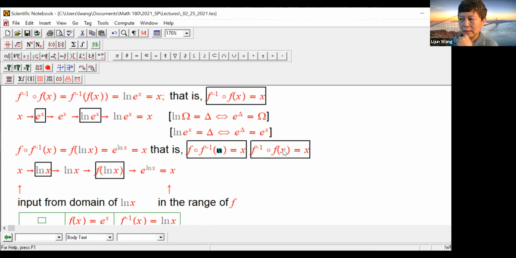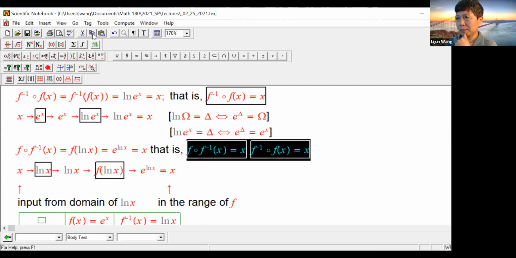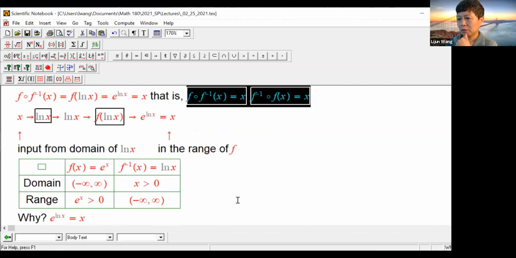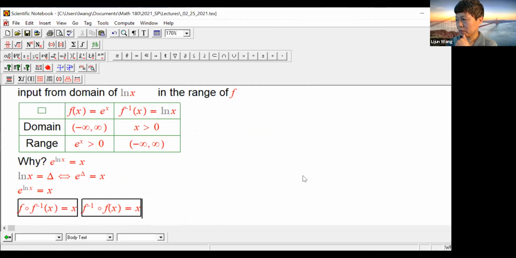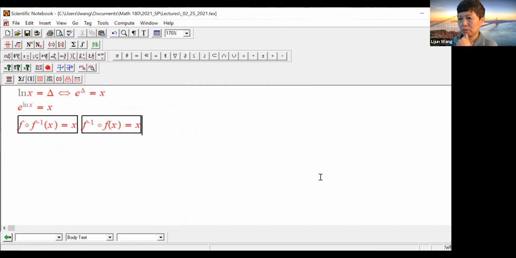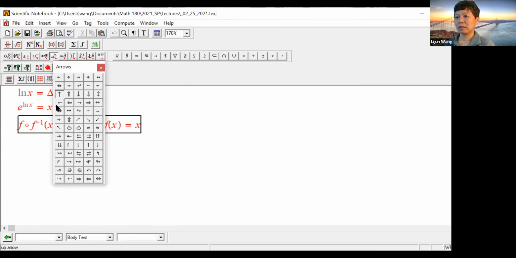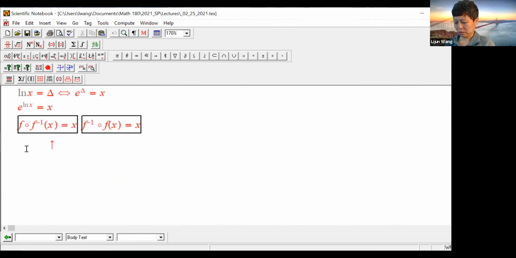X and x are different. Okay, so I'm gonna bring this up, okay? I'm gonna put it under here. Okay, this x is from the domain, it's from the domain of f inverse.